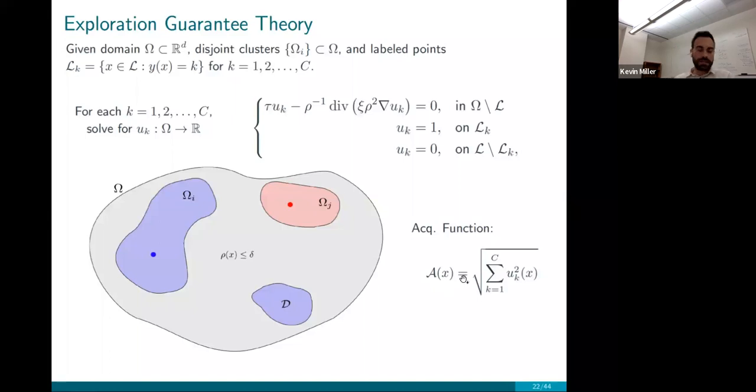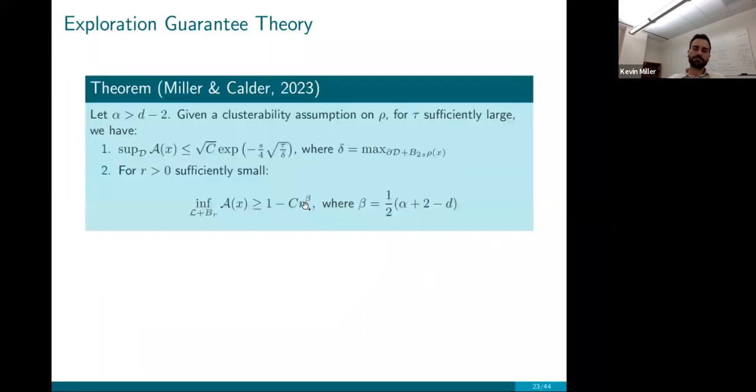So the idea of the analysis is then going to be that for a subset of the clusters, we're going to assume we have labeled points, shown here as a red dot, a blue dot. But then there's going to be an unlabeled cluster we'll call D. And we want to show that the acquisition function is small in this unlabeled cluster, and then large when you're close to labeled points. And so that's summarized in the following theorem.